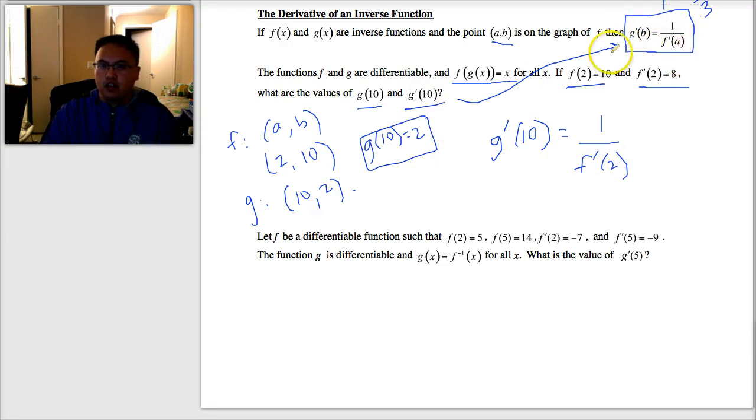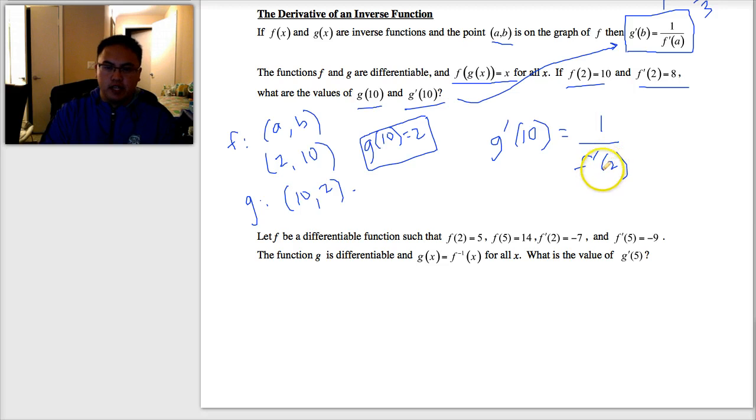So you guys follow so far? And remember, I got a and b because that was my definition given in the problem. So a is 2, b is 10. So here's the formula. Remember I told you the only formula you need to know? I'm looking for g prime of 10. To get g prime of 10, it's the same thing as 1 over f prime of 2.